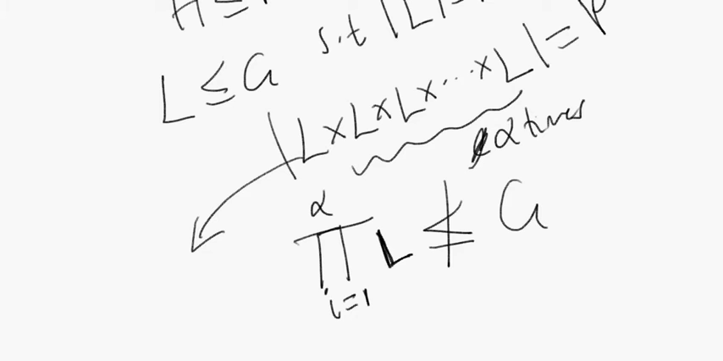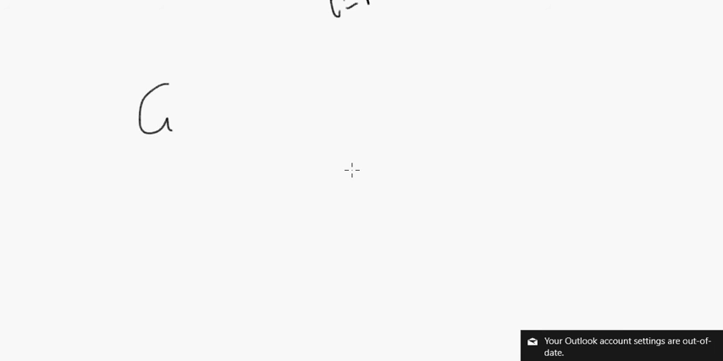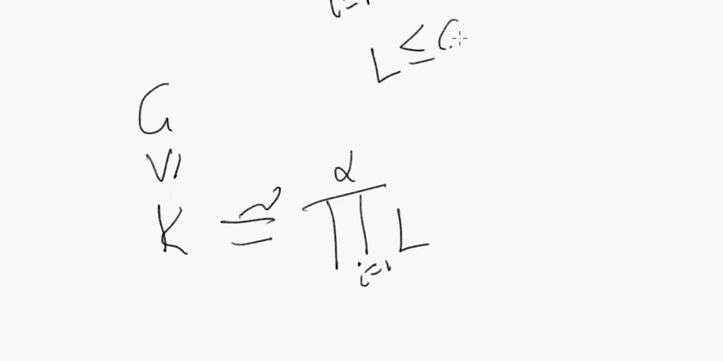But maybe we could do this instead. Suppose we got our group G, and we showed that there is some subgroup K of G, and this subgroup K of G is isomorphic to the thing we came up with before, that is, the product as i runs from 1 to alpha of L, where L is some subgroup of G, and the order of L equals p, sorry.